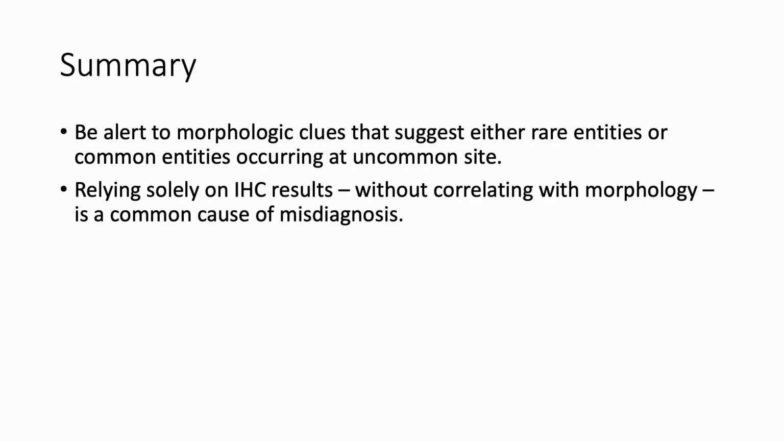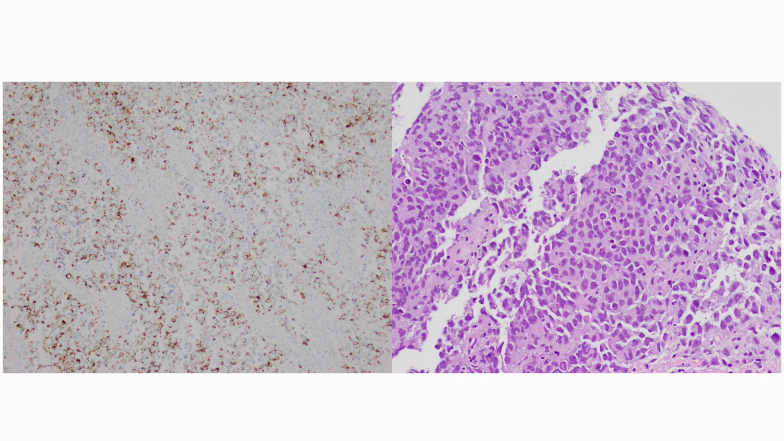So, what can we learn from this case? Stay alert to morphologic clues, especially when encountering rare entities, or common entities in uncommon sites. In this case, seminoma, a common tumor in the testis, presented in an unusual location, a neck lymph node. Secondly, it is essential that we correlate morphology with immunohistochemistry. In the initial biopsy, the cytokeratin paranuclear staining suggested scant cytoplasm, which did not match the moderate cytoplasm seen on H&E. This mismatch was a red flag for nonspecific staining. Immunostains are powerful tools, but diagnosis must always correlate with morphology.